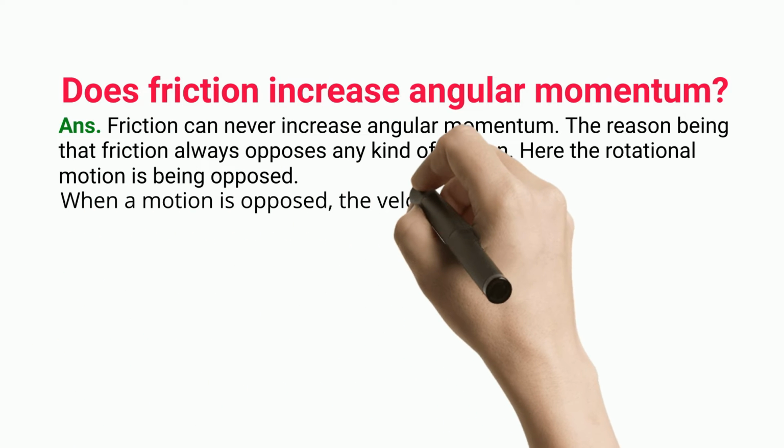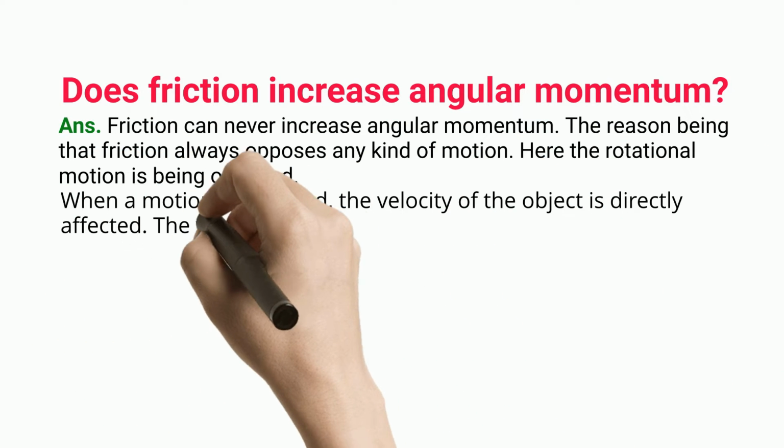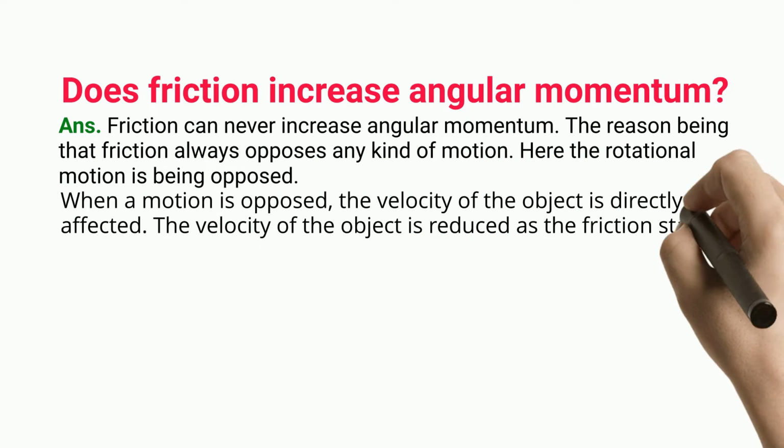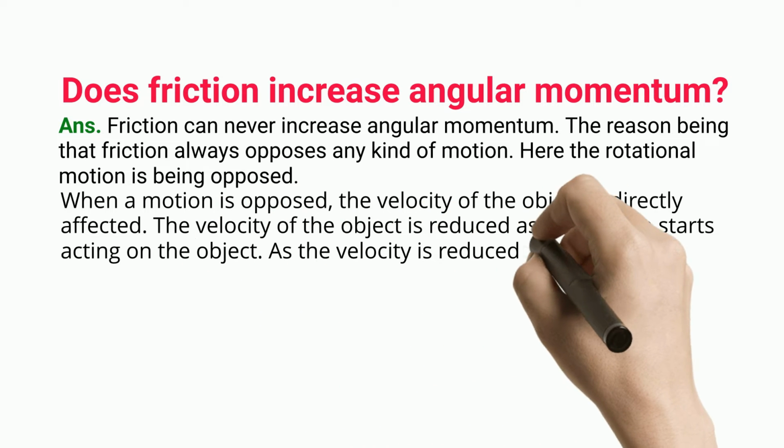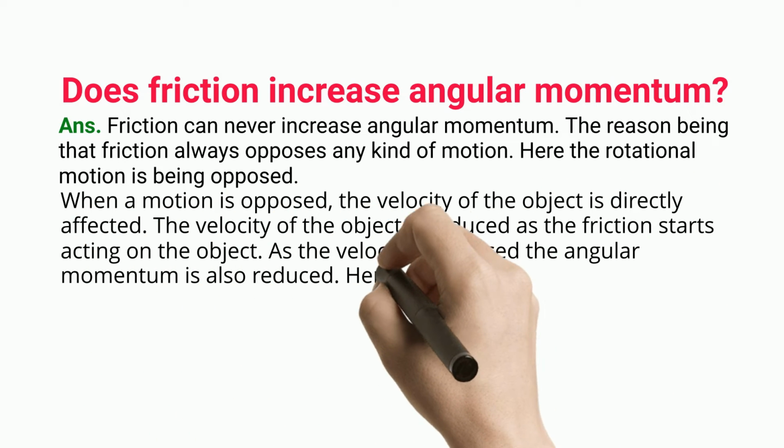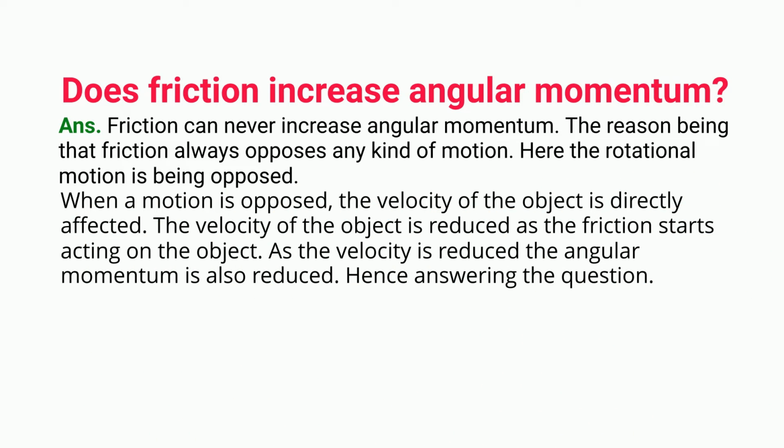When a motion is opposed, the velocity of the object is directly affected. The velocity of the object is reduced as the friction starts acting on the object. As the velocity is reduced, the angular momentum is also reduced. Hence answering the question.